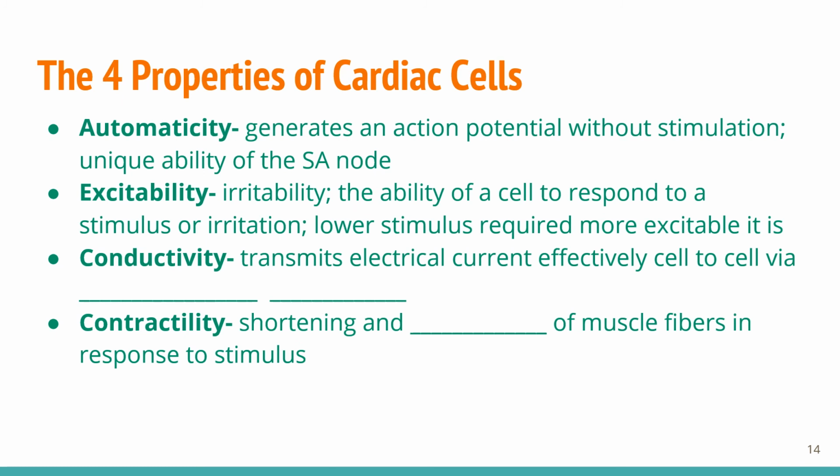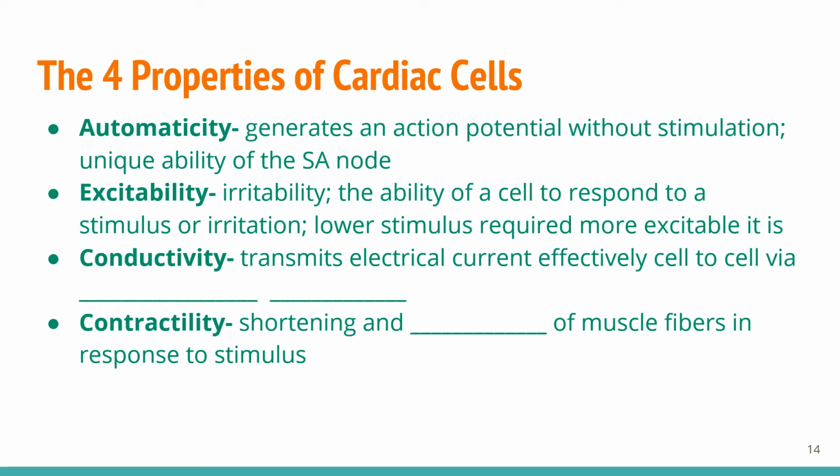All right, so there are 4 different properties that the cardiac cells have, and we're going to talk about those here in just a second. Okay, so we have automaticity. That generates the action potential without any stimulation. It just happens. It's the unique ability of the SA node, the sinus atrial node. So it's in your right atrium. That's what SA node stands for.